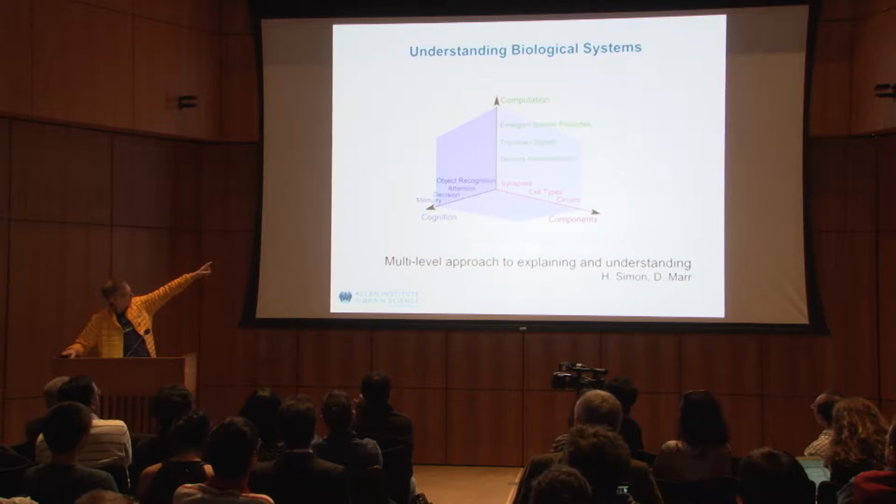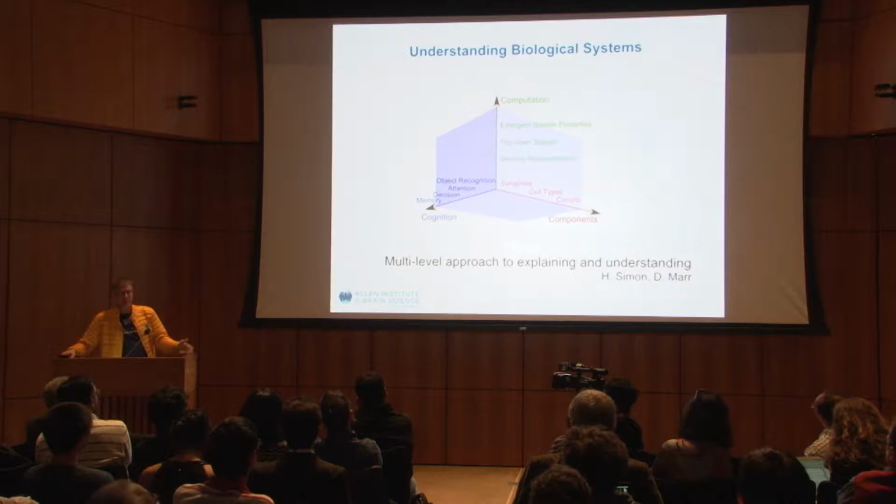And understand it, so we're using a sense of understanding that comes from people like Herb Simon and David Marr, so multi-level. So we want to understand the brain at the level of the components. What are all the different components at the synaptic level, at the cell type level, at the circuit level?